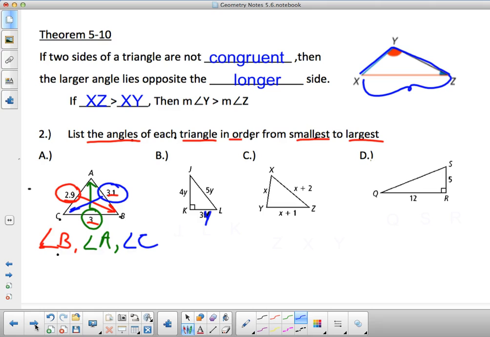You got 3, 4, 5. Decide which angle is the smallest, the next size up, and the largest. Go. Order it in least to greatest order. Go. Get it done. After you're done, check with your row partner, and then move on and finish the other two.